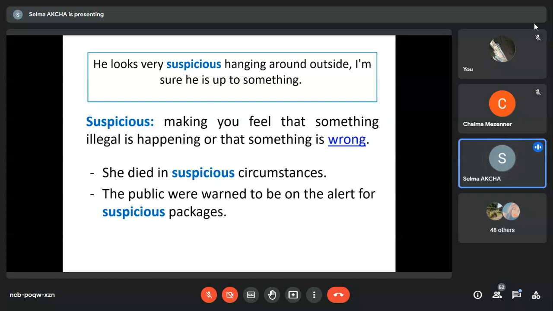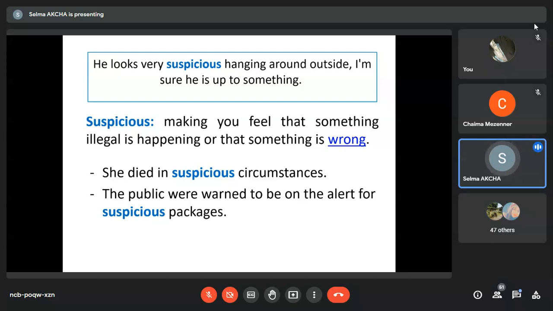Okay? It's making you feel, for example, making you feel happy. Ça vous fait sentir heureux. In this case, it is not making you feel happy at all. Dans ce cas, ça ne vous fait pas plaisir du tout. Making you feel that something illegal is happening, or that something is wrong. Quand quelque chose n'est pas bon. Quelque chose de pas bien.